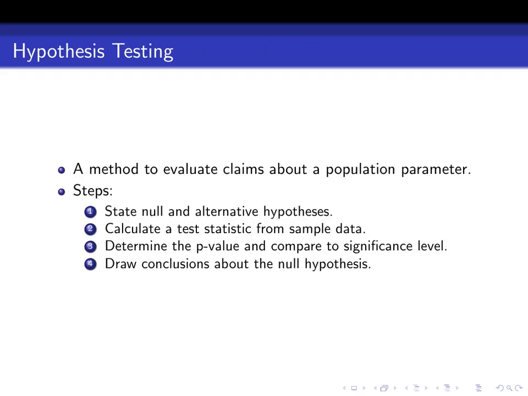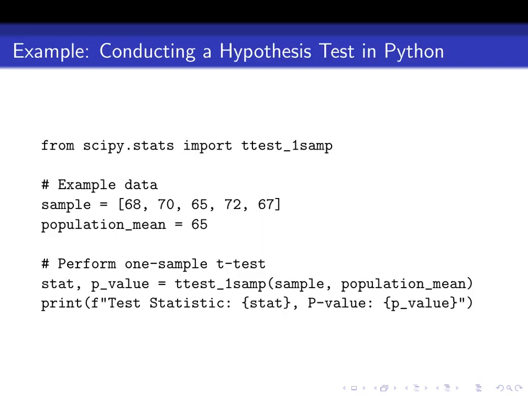Hypothesis testing is a method for evaluating claims about a population parameter. The process involves 4 key steps. First, state the null and alternative hypotheses. Next, calculate a test statistic from the sample data. Then, determine the p-value and compare it to a predefined significance level. Finally, draw conclusions about the null hypothesis. This slide includes Python code that demonstrates how to conduct a hypothesis test, such as a one-sample t-test.